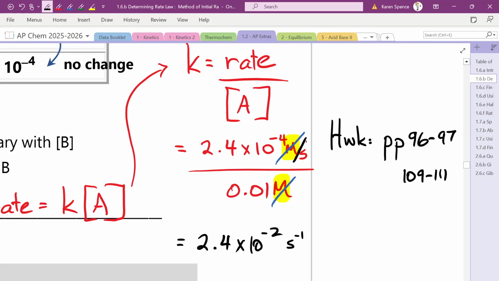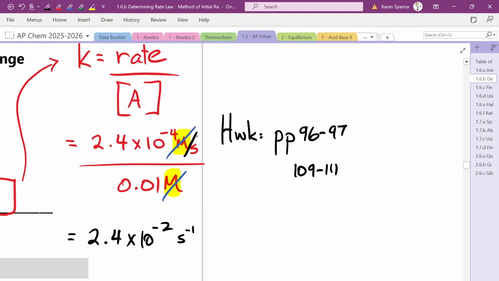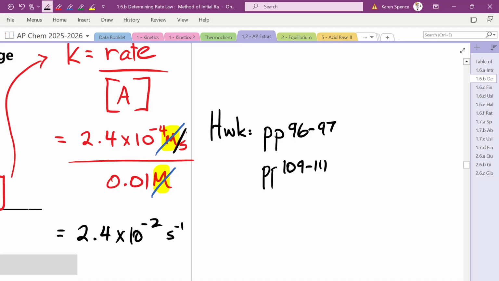Do you guys feel like you need more practice with potential energy diagrams at all? No? Okay, then I'll leave that. And other than that, just study for your quiz on Wednesday and do the review. Yes, that's on 1.3, 1.4, 1.5.